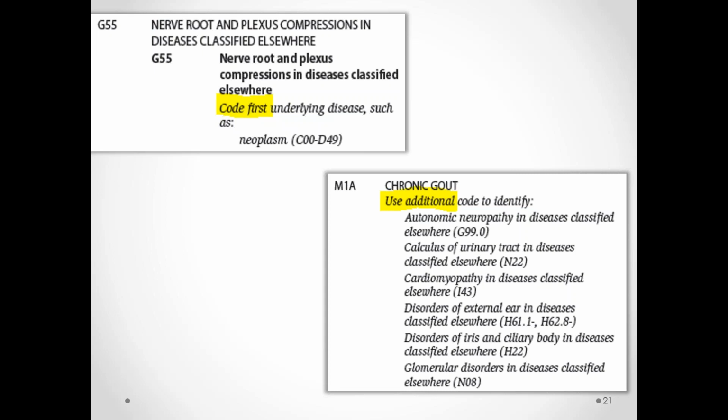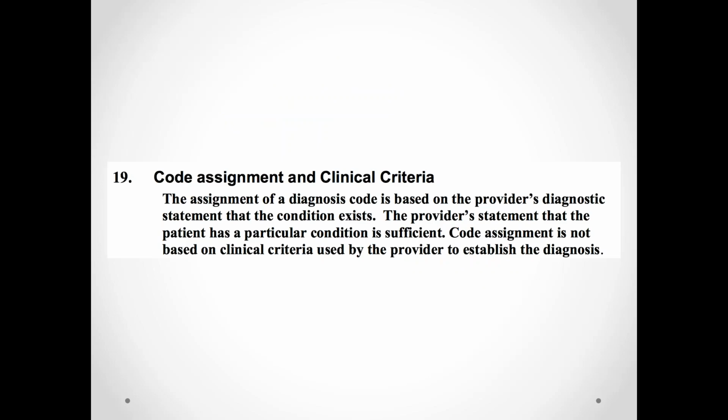If you look at chronic gout, if you use that code, we are told to use an additional code to specify what else is going on with that patient. And use additional means it goes second, right? Code first means it goes first. Okay, so one more rule, and then we're going to get into some documentation stuff. Hope you're still with me.